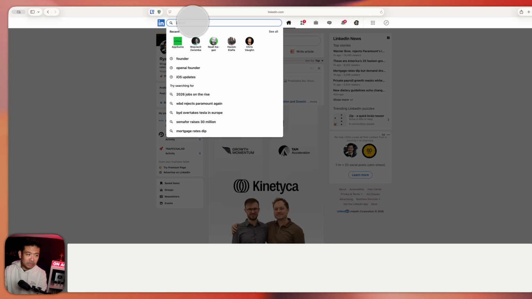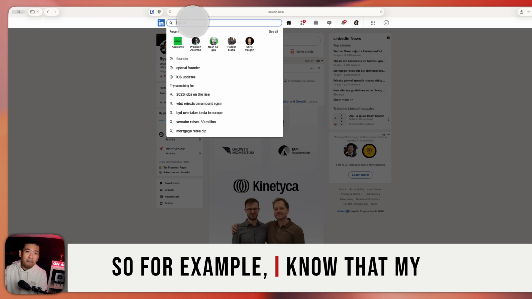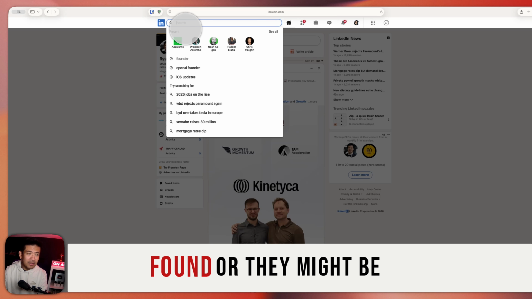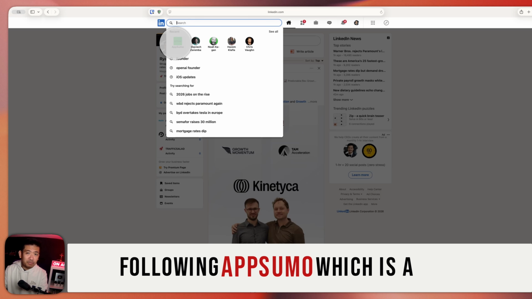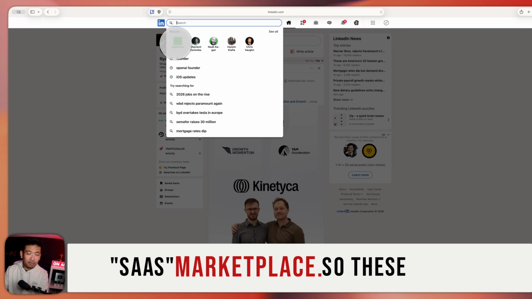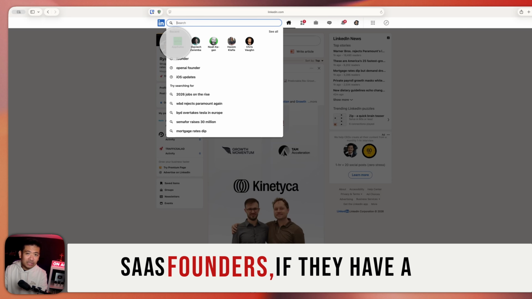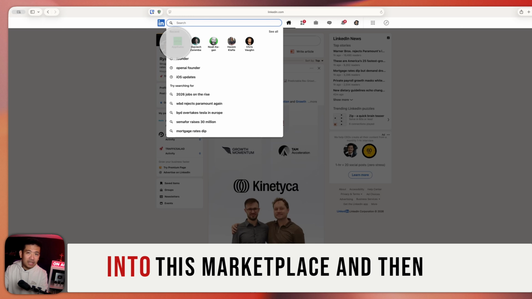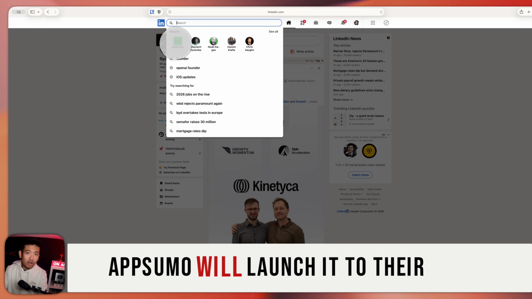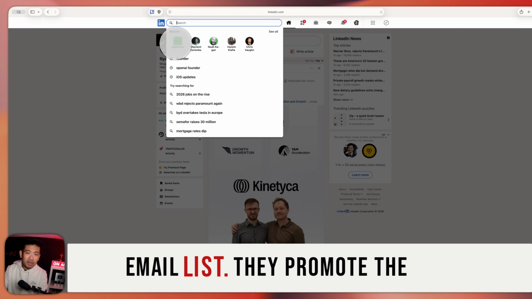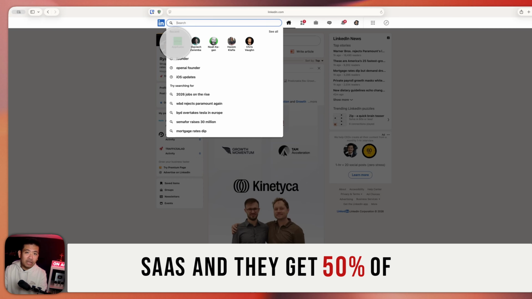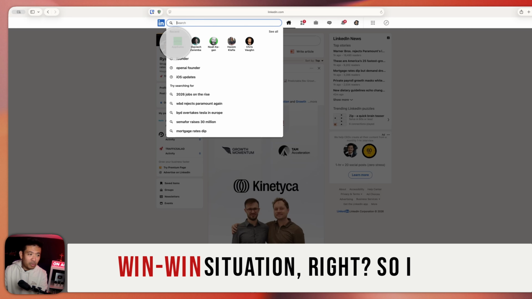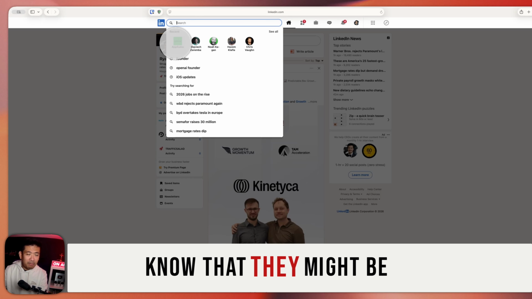or you can immediately look into competitor pages. For example, I know that my ideal audience are SaaS founders, and they might be following AppSumo, which is a SaaS marketplace. These SaaS founders list their products in this marketplace, and then AppSumo launches it to their email list. They promote the SaaS, and the founders get 50% off whatever sale they generated, which I think is a win-win situation, right? So I know that they might be hanging out there.